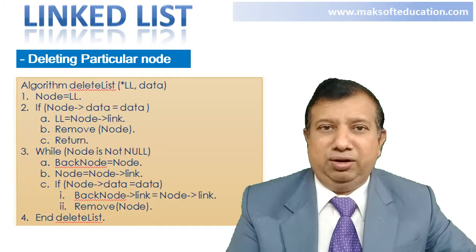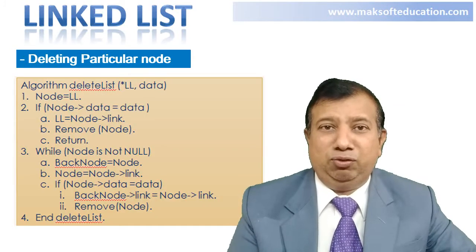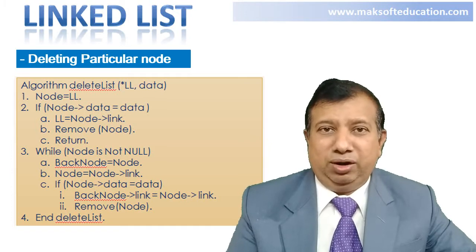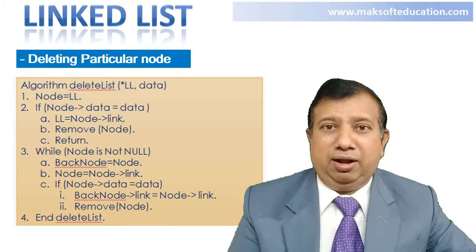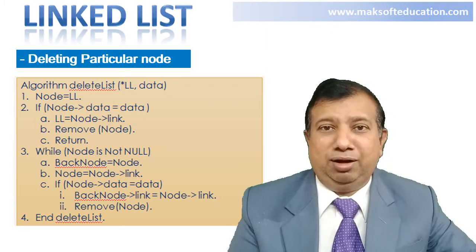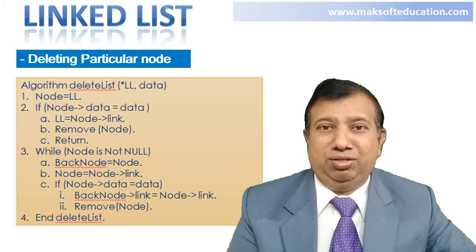So here I am saying delete LL, and now we are passing two values. One is the linked list in which we have to search and delete a particular node, and then the data for which we have to delete that particular node. So we have to search for a node with this given data. So step number 1: take another temporary variable node and set it to the first node.